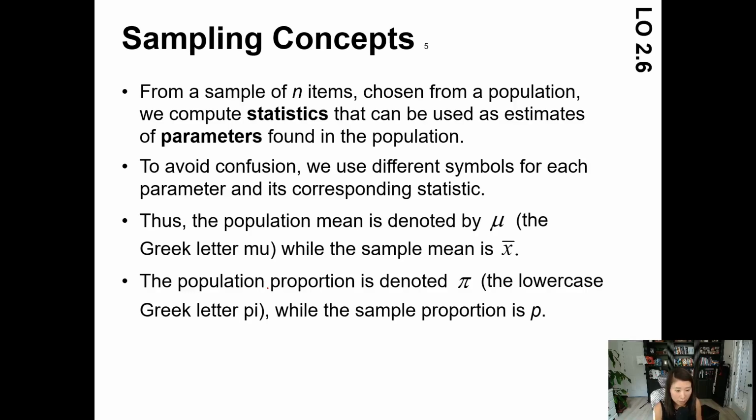We're using Greek letters for our population parameters, and we're using English letters, usually with some symbol on the top, to symbolize the sample statistics. And the population proportion here is denoted by pi, the lowercase Greek letter pi, while the sample proportion is p.